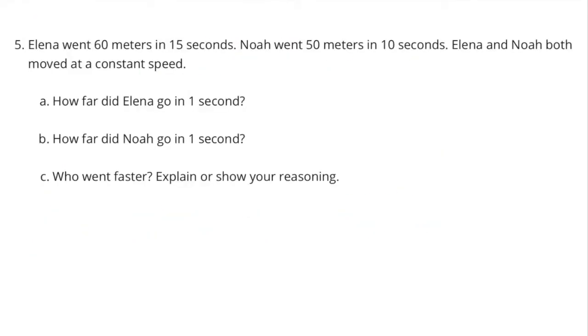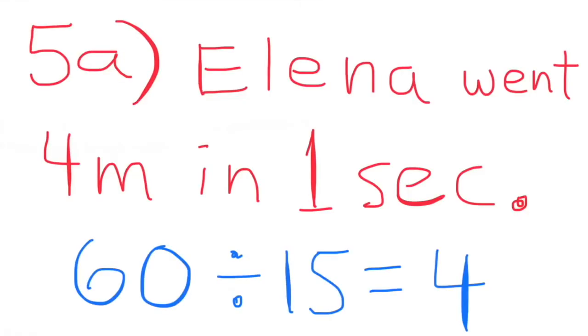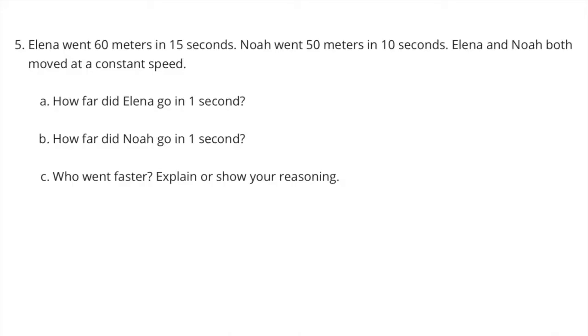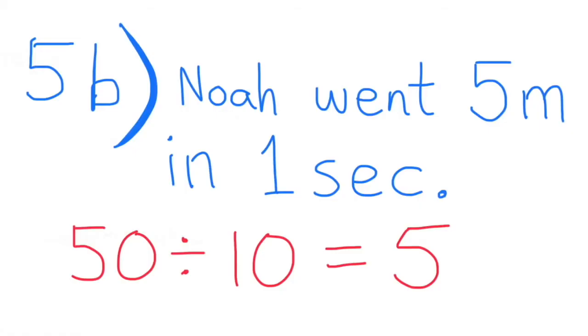Number 5. Elena went 60 meters in 15 seconds. Noah went 50 meters in 10 seconds. Elena and Noah both moved at a constant speed. A. How far did Elena go in 1 second? 60 meters divided by 15 seconds equals 4. Elena went 4 meters in 1 second. B. How far did Noah go in 1 second? 50 meters divided by 10 seconds equals 5 meters. Noah went 5 meters in 1 second.